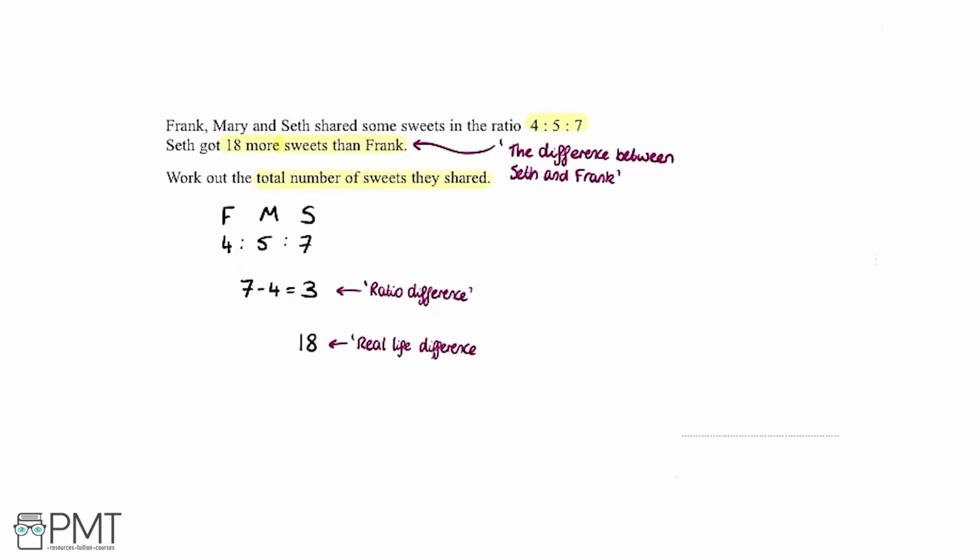So now our job is to see how we can get from the ratio difference up to the real life difference, so what the link is between these two. Because we can see the number's getting bigger, it's not subtraction or division, so it must be addition or multiplication. However, when we're working with ratios, we're going to be using multiplication. So we need to work out what 3 multiplies by to get 18.